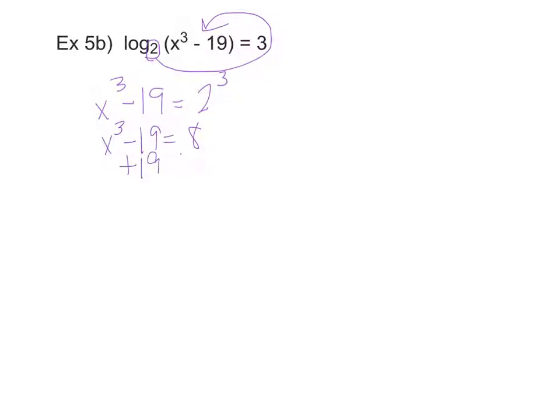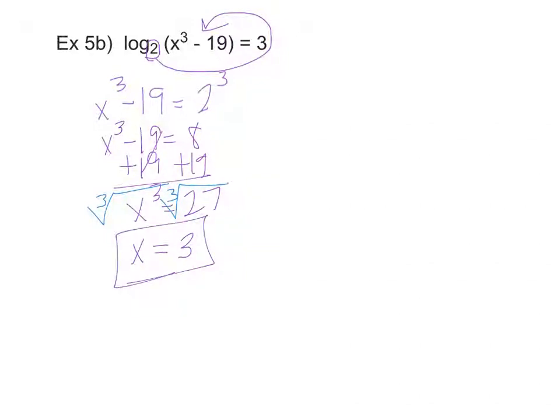Add 19 to both sides because you want to isolate that variable. So x cubed is now equal to 27. If I have something that is cubed, you take the cube root to get rid of it. Now, because this is an odd root, there's no need for the plus or minus. If it were an even root, like something squared or to the 4th, then you'd have to put the plus or minus in. But because this is an odd root, it's just straight up x. And then the cube root of 27 is 3. And that's it. So if you start with a logarithm, convert it to an exponential, and that's how you solve.